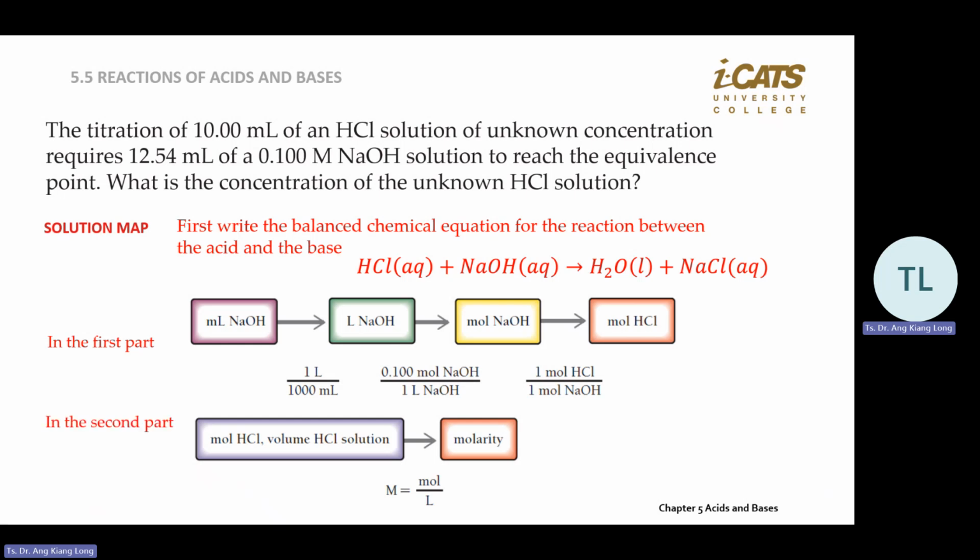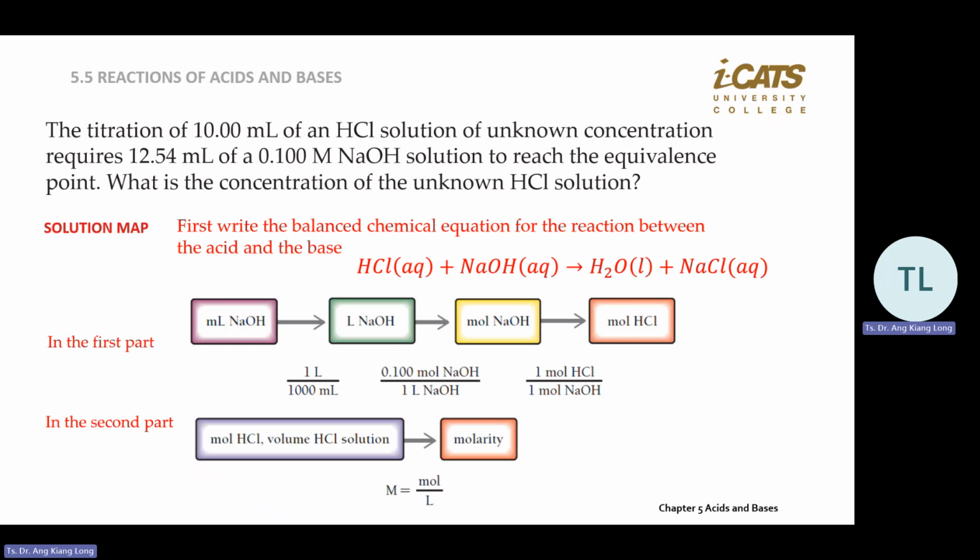This one is just a sketch at the back. We'll go through it one by one. First, after you get the equation, second, change all the units into SI units, which is liter. Change all the ml into liter, because what is capital M? Capital M is mole per liter. 1 liter equals 1000 ml. Milli is 10 power negative 3.